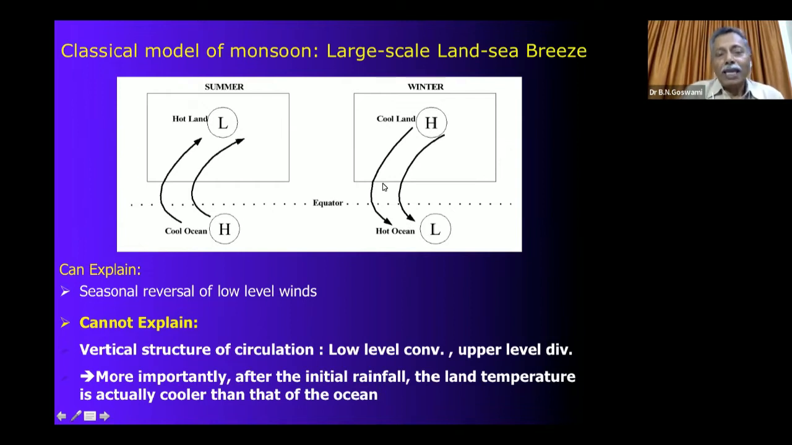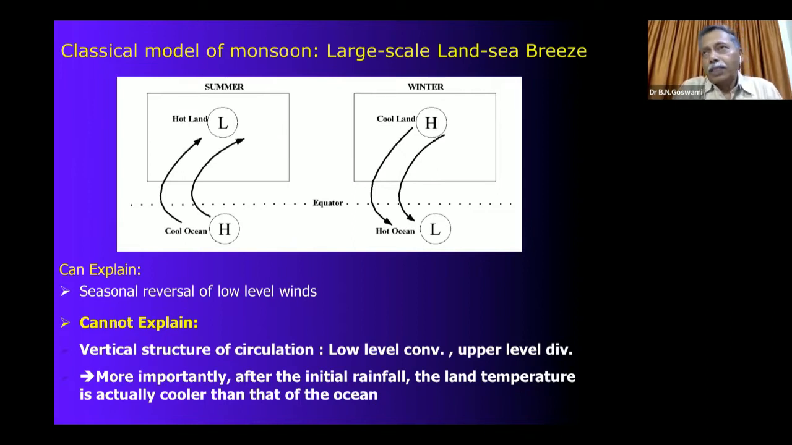So in a way, the surface heating can explain the seasonal variation of the surface winds, but this model cannot explain the vertical structure of the wind at upper level, and the deep vertical structure of the monsoon circulation. Also, there is one issue: this land-sea contrast, the land remaining cool, does not sustain during the monsoon season. It turns out that before the onset, the land becomes hot. There is no doubt about it, and therefore it produces a low pressure over land.